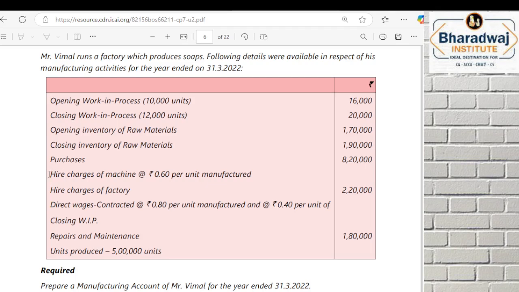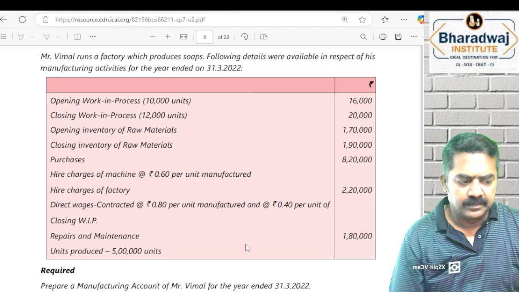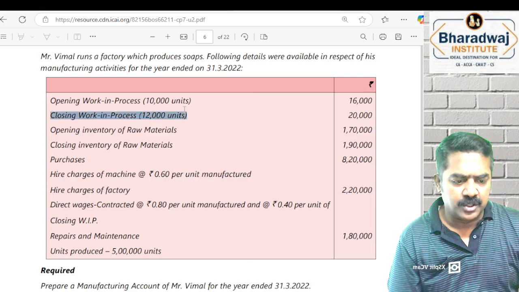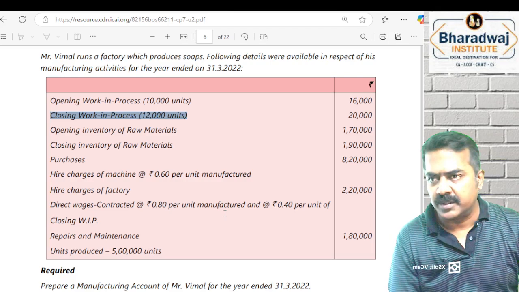Then hire charges of the machine, 0.6 per unit manufactured is given, which means how many units manufactured? 5 lakhs into 0.6. Then you can charge hire charges of the factory, repairs and maintenance directly. Credit side, what will come? Closing work in progress will come. No byproduct is given in the question.